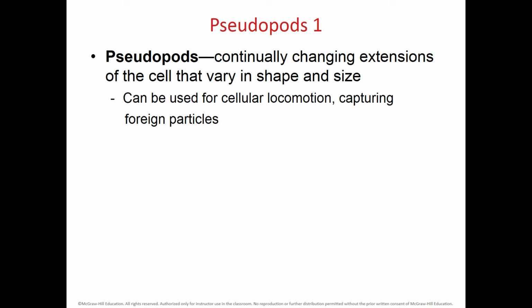Another extension of the cells, or structure of the cells, is pseudopods. Pseudopods means false feet. Pods stands for feet, pseudo for false. So these are changing extensions of the plasma membrane that can vary in shape and size according to the need of the cells. Pseudopods are found in cells that need to move from one place to another. So they are used for locomotion and in order for the cells to capture foreign particles. Cells in our body that are rich in pseudopods are the neutrophils and the macrophages.